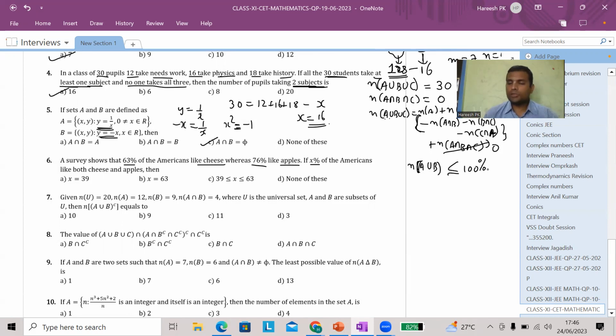Why should it be less? Because there could be some Americans who do not like either. So the union of both will be less than 100%. And what is N of A union B? It's N of A plus N of B minus N of A intersection B. So this whole expression should be less than or equal to 100%.